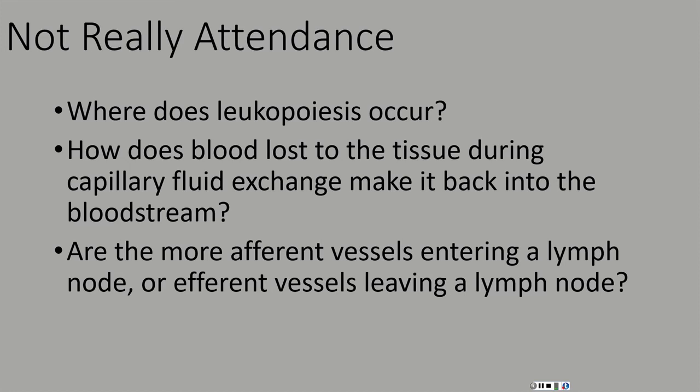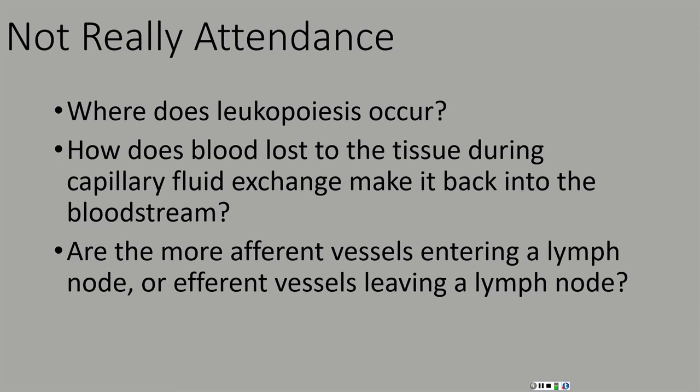How does blood lost to the tissues during capillary fluid exchange make it back into the bloodstream? Well, if you read the first part of chapter 21, the lymphatic chapter, or if you remember earlier in the semester when we talked about capillary fluid exchange, you know that at the arteriolar end, fluid is leaving to supply the tissues. At the venular end, fluid is coming back into the bloodstream at the capillaries to bring waste in from the tissue so that it can be carried off.